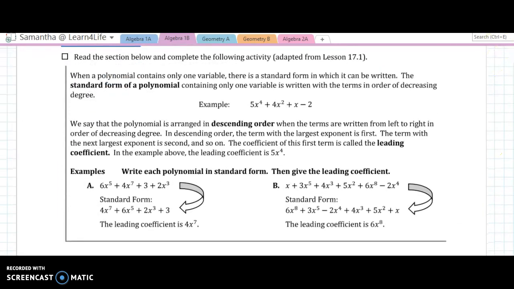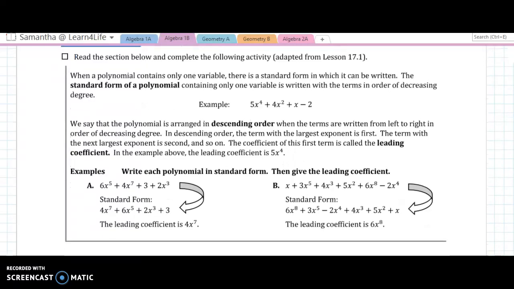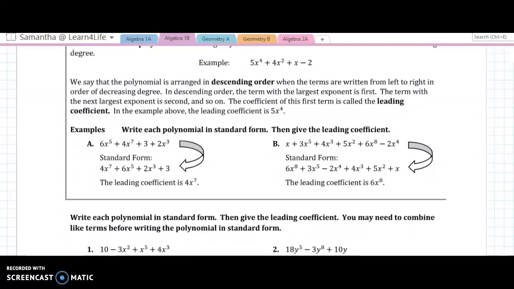Okay, so now we're going to learn about writing polynomials in standard form. So standard form is whenever, here we go. The polynomial is arranged in descending order when the terms are written from left to right in order of decreasing degree. So the term with the highest degree goes first, the term with the smallest degree goes last.